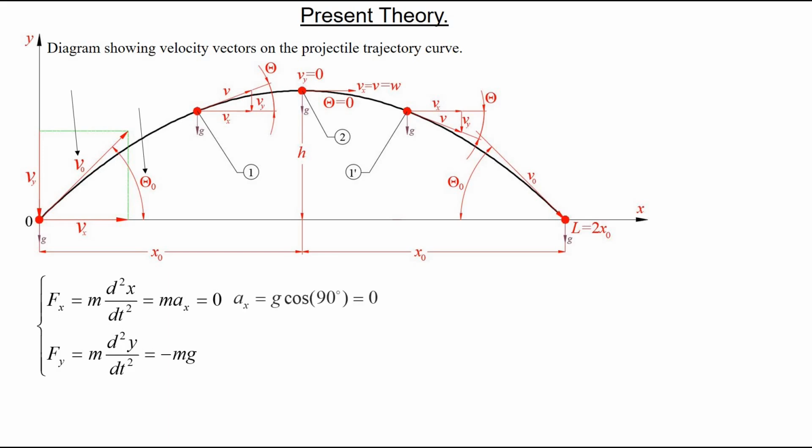Here ax equals 0. The acceleration projection on the x-axis is always 0, according to the present theory, because for the entire flight time this coordinate term is always perpendicular to the y-axis. On the other hand, the force term Fy on the y-axis has a negative sign because the acceleration force of the Earth's gravity is always pointing downwards, parallel to the y-axis, and g is the free-fall acceleration constant.